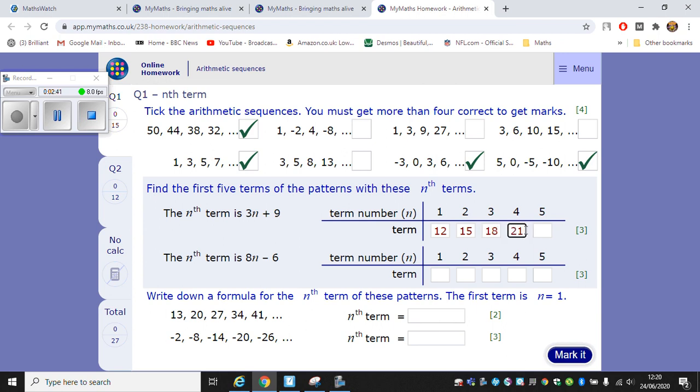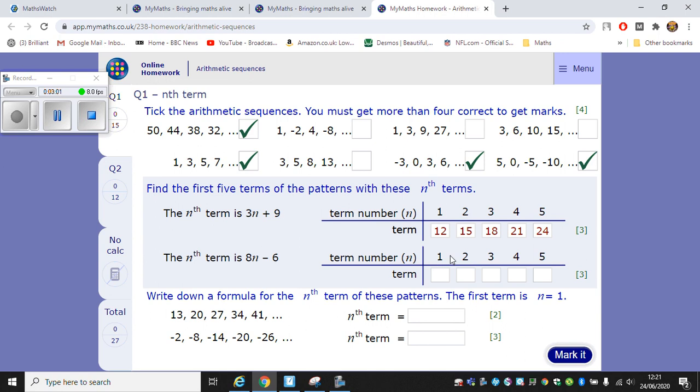And I can actually fill in the rest without working them out. And how I've done that is, I will have noticed that this sequence is going up in 3s. It actually goes up in 3s because of the 3n part of the rule. Looking at the next one, nth term is 8n take away 6. So exactly the same again.